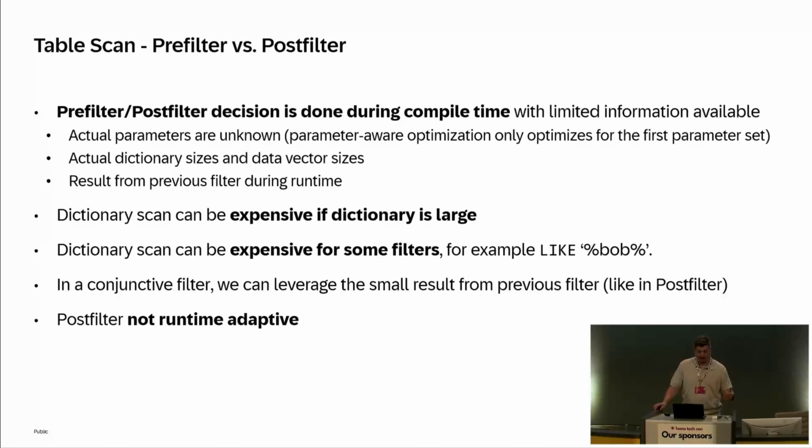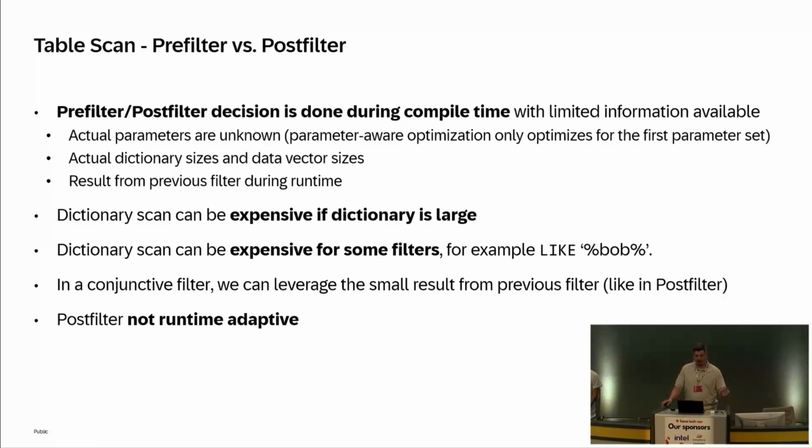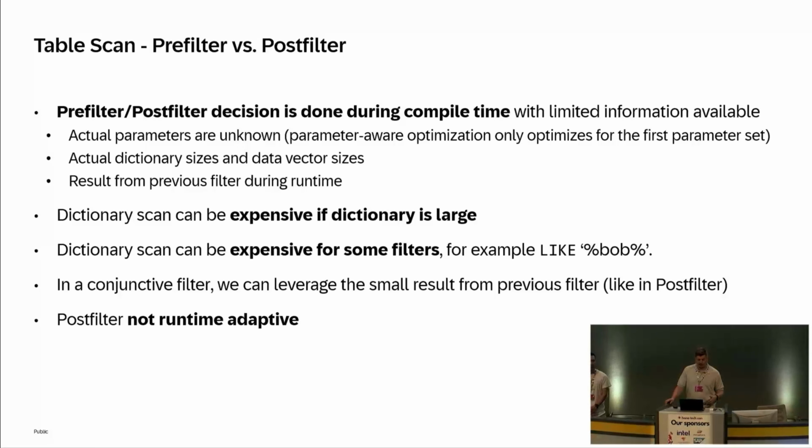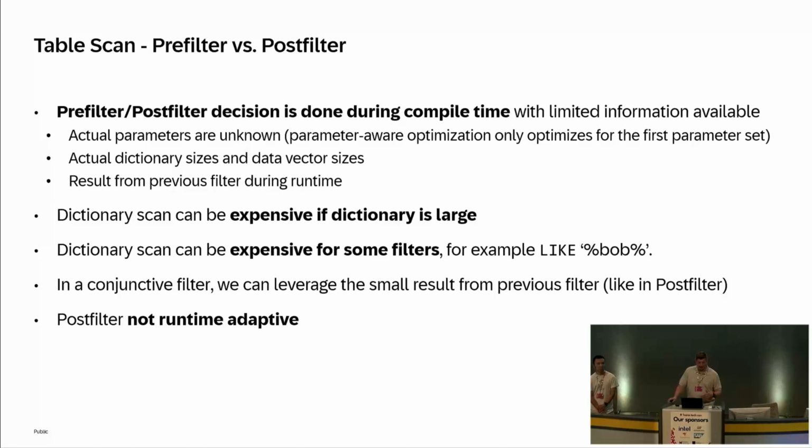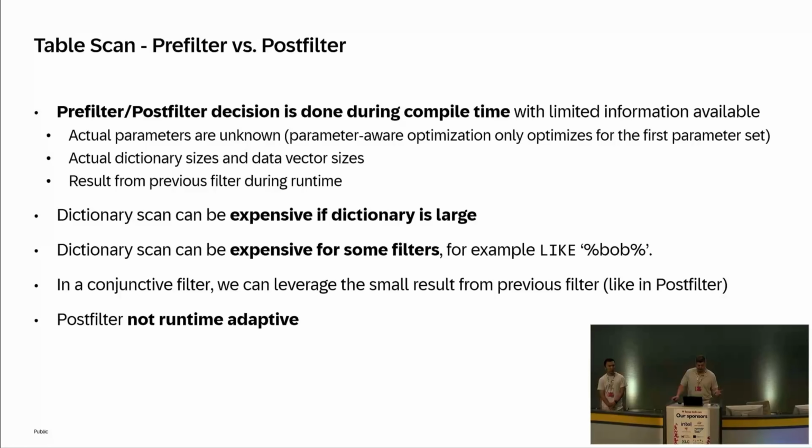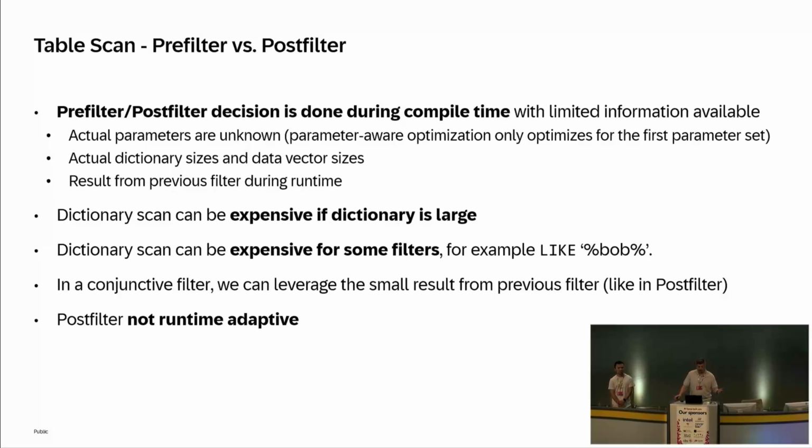Also, the actual dictionary sizes and data vector sizes can change over time, so the plan might still be cached, but data is inserted into the table or deleted. And then the dictionary sizes and data vector sizes might look different during the next execution of the cached plan. Also, the actual result size from previous filters is only known at runtime.